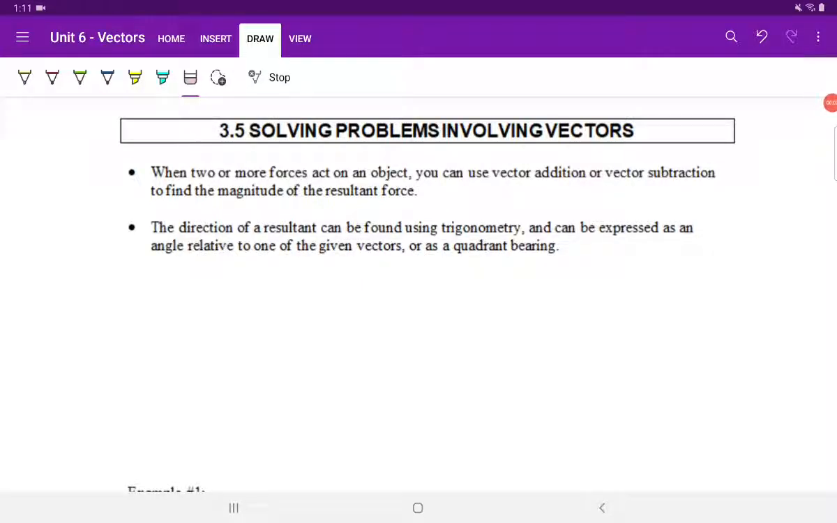All right, let's begin our last lesson, 3.5, solving problems involving vectors. We've been solving problems in 3.3 and 3.4 as well, adding and subtracting vectors, and we're going to continue to do so here.